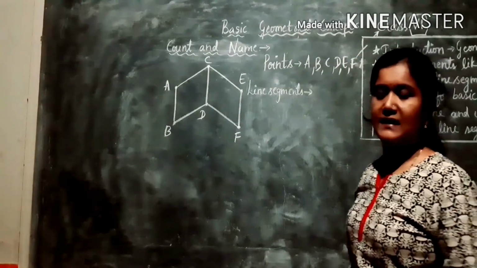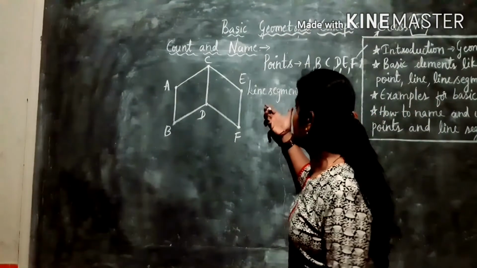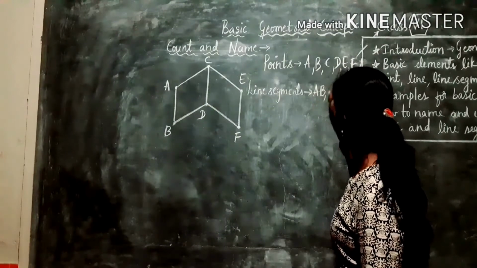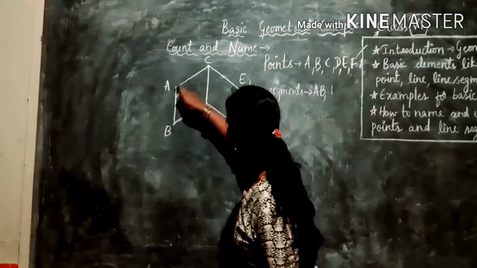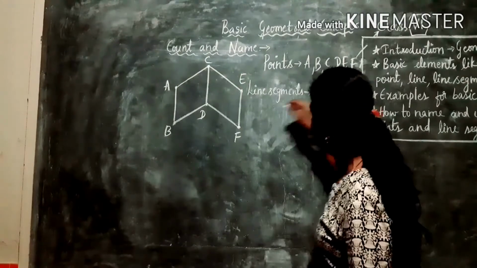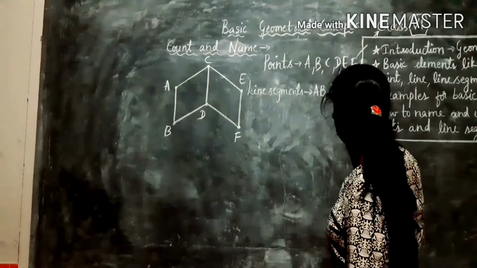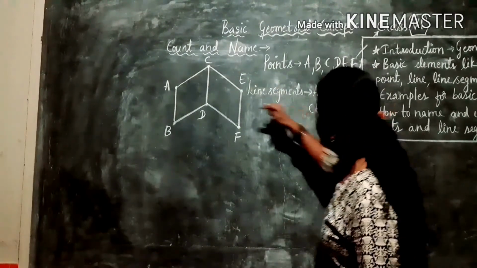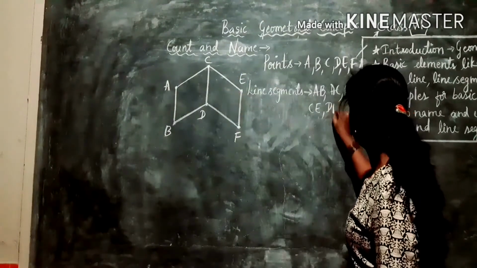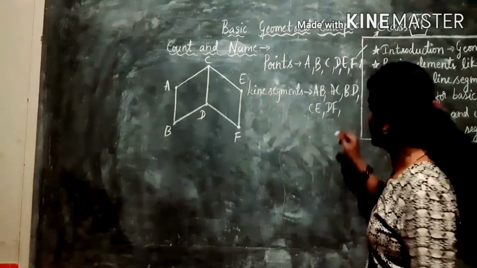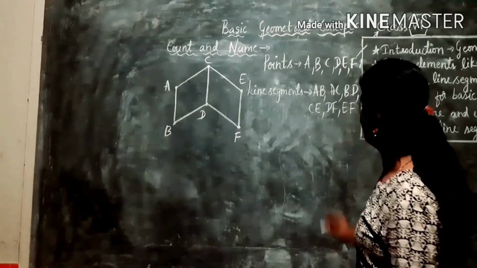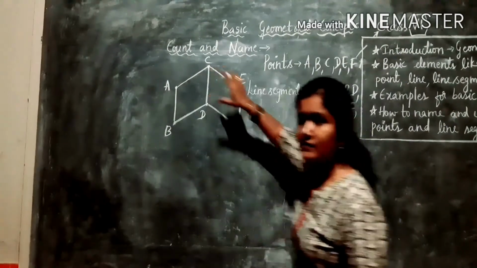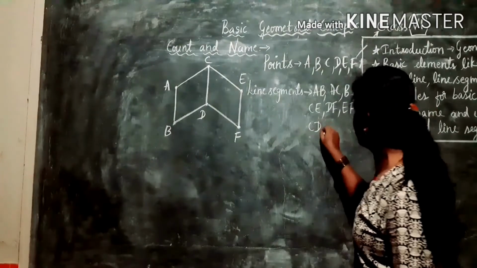Then how do you name the line segments? So the line segments can be named as AB. Then you have AC, BD, CE, DF, and the last one is EF. And the middle line segment you can take as CD.